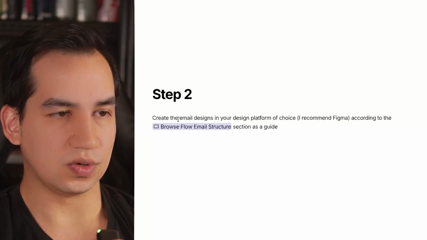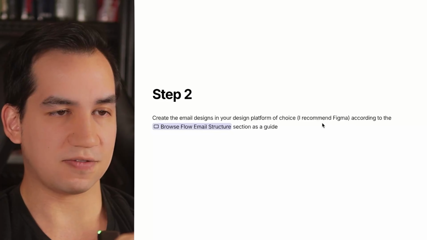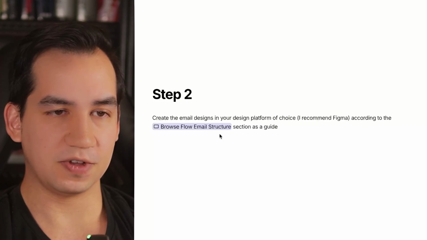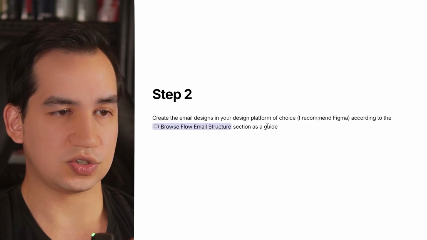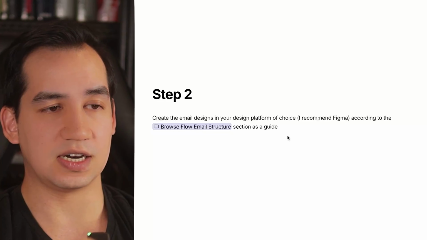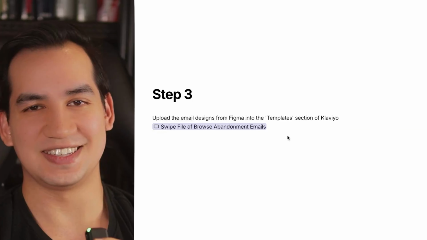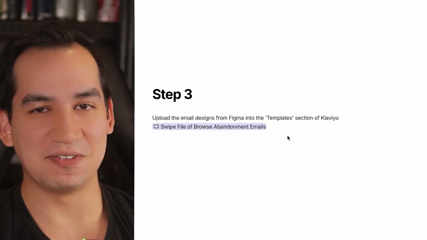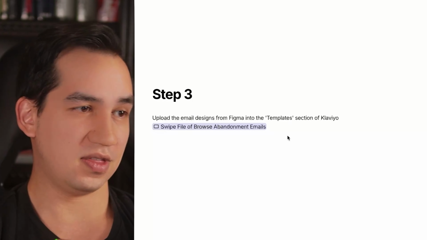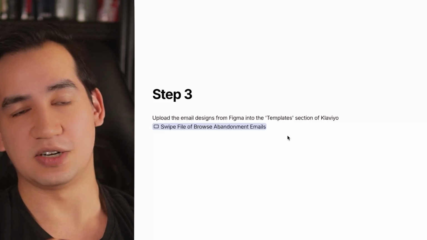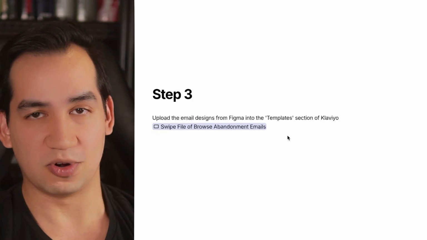All right, step 2, create the email designs in your design platform of choice. Obviously, I recommend Figma, according to the Browse Flow email structure section as a guide. All right, so basically just use those examples that I gave you of emails that we have for our clients and just replace the different sections with hero image and different copy for your brand specifically.